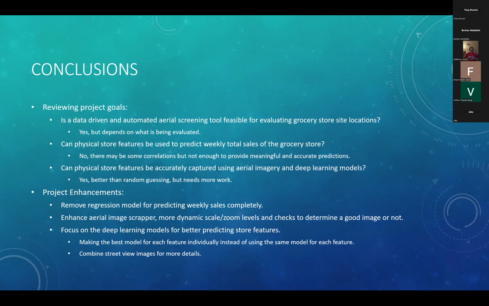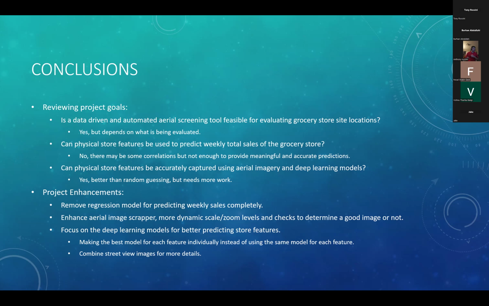There might be some correlations there, but not enough to provide anything meaningful or any type of accurate prediction that you can use in the real world. But if we are going to be focusing on those store features, I do think that this method and this process has a lot of potential. So again, the accuracy wasn't as high as I had hoped, but it was better than random guessing. So that means that there was some type of learning there. And maybe with a more sophisticated model, we can get those numbers a lot better.